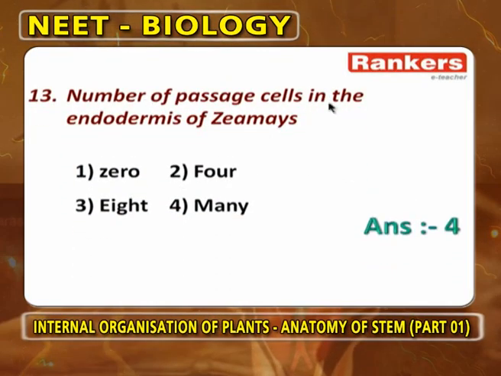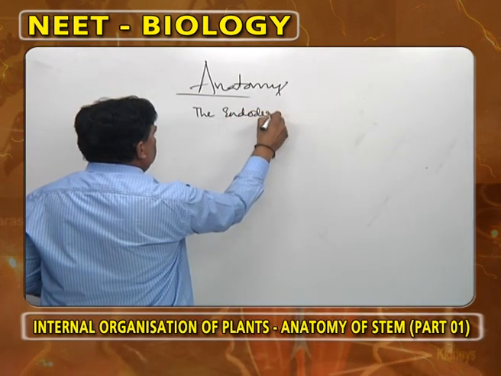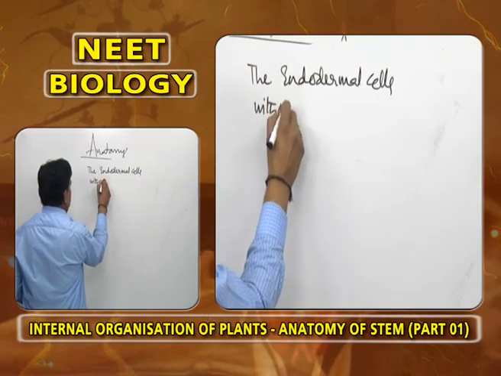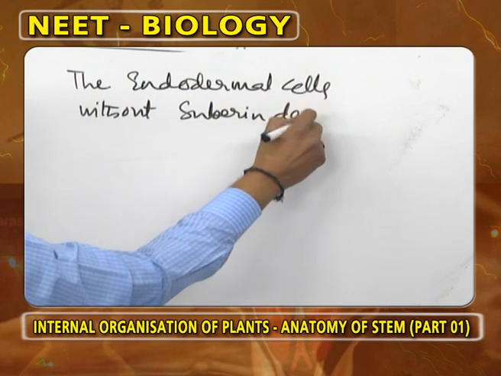Number of passage cells in the exodermis of Zea mays. What are passage cells? The endodermal cells without suberin depositions are passage cells.